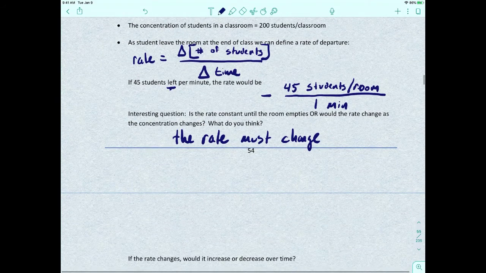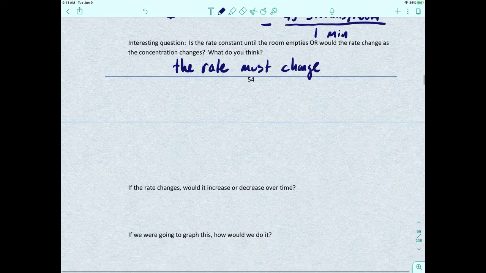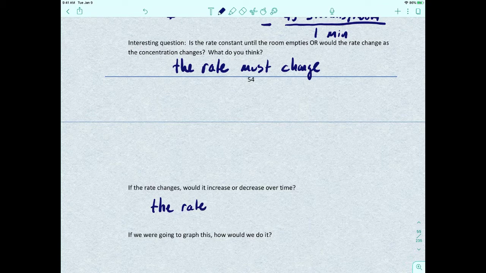Now, here's where it gets kind of interesting, though. If the rate changes, would it increase or would it decrease over time? Well, ideally, if all the students are leaving all at once, the rate would decrease. But if students stay behind, there could be a larger increase at some point. So to answer this question truthfully, the rate has to fluctuate.